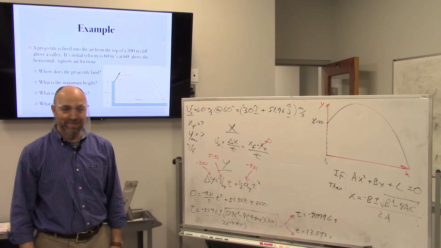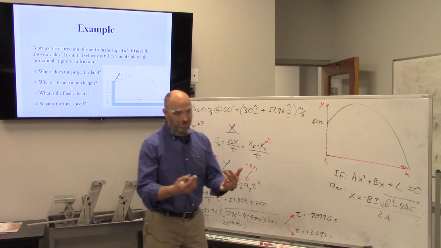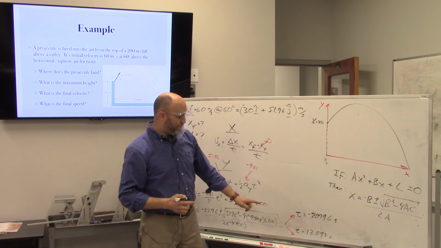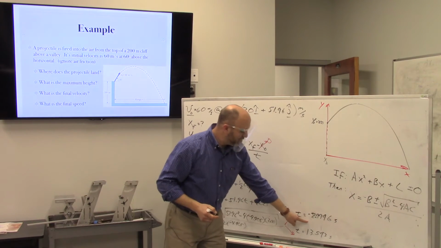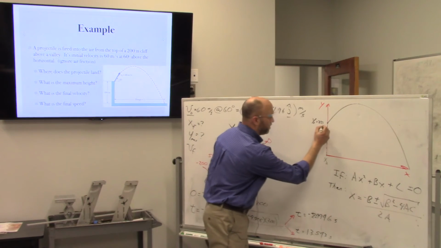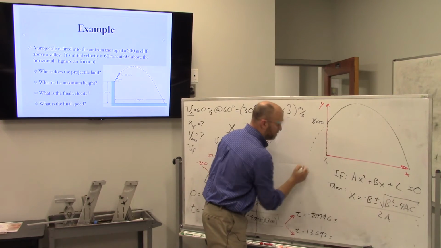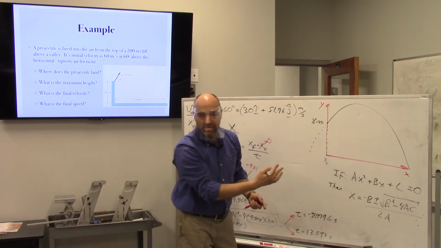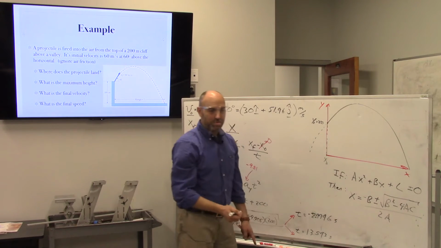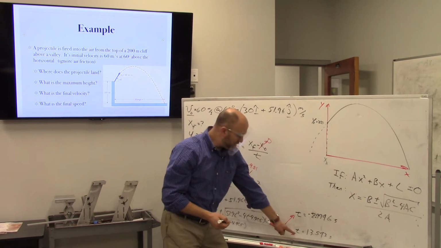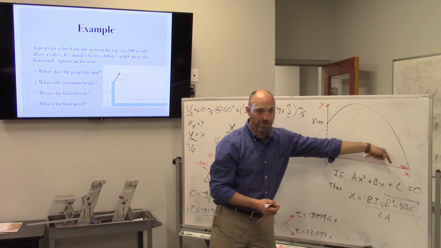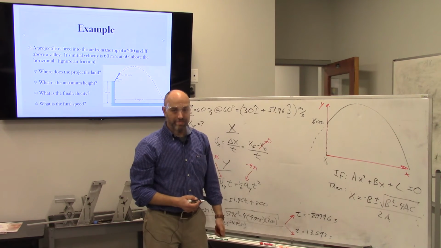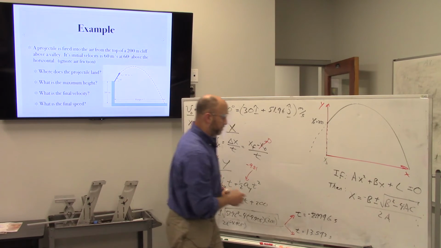Fair enough? Okay, and now just to complete the logic here. This answer here is as if it had gone this way. That's the time if you had shot it that way, which we didn't. But if we had, that would be the time. This is the time that goes this way. That's the one we care about. Does that make sense to everybody?